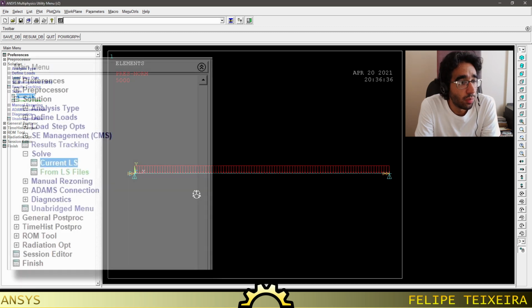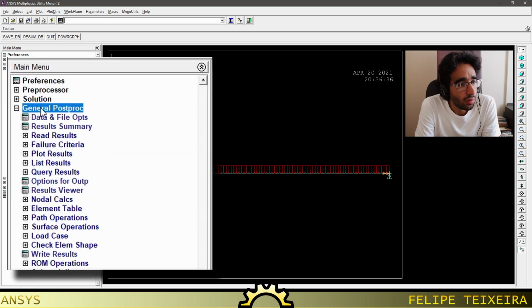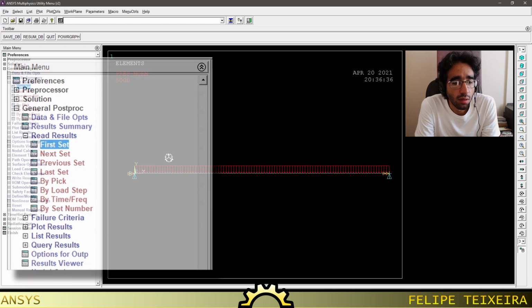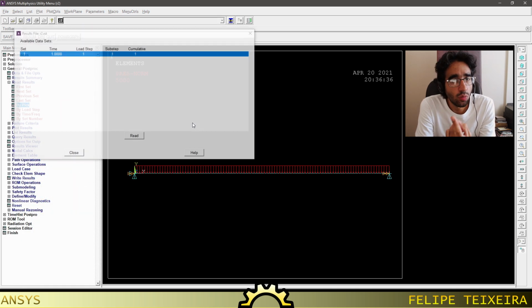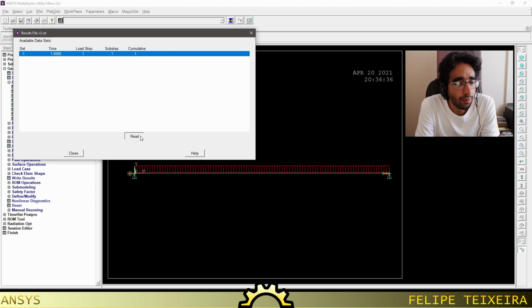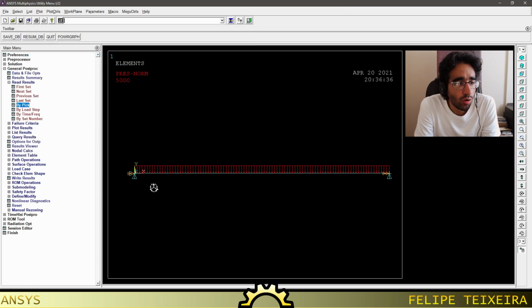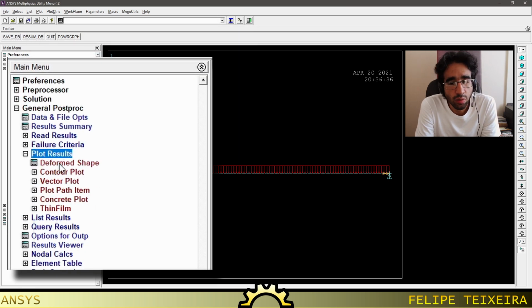And then we move on to post-processing. So the first thing we're going to do here in post-processing is read a result set. In this case, we only have a single result set, so we're going to read it anyway. And now let's look at some results. We were interested in deflection, so let's plot the deformed shape, like so.